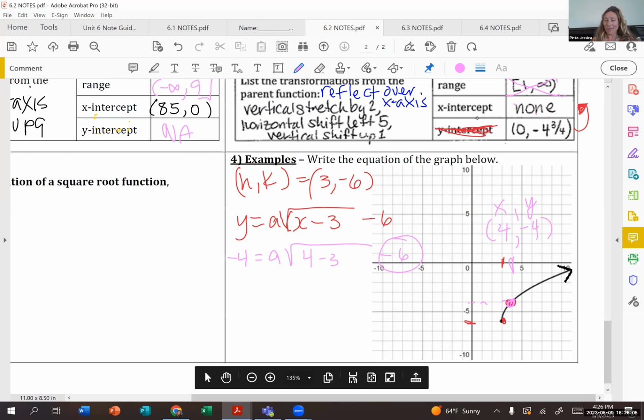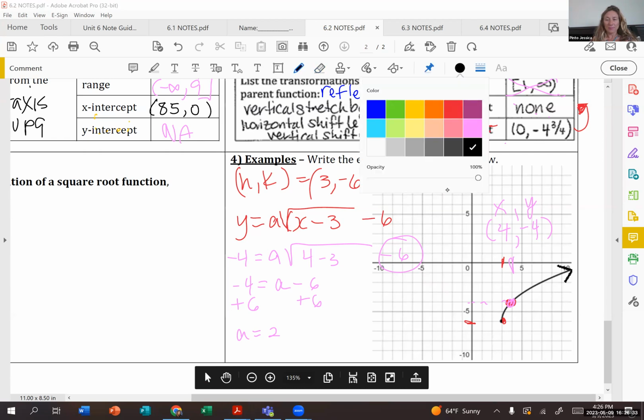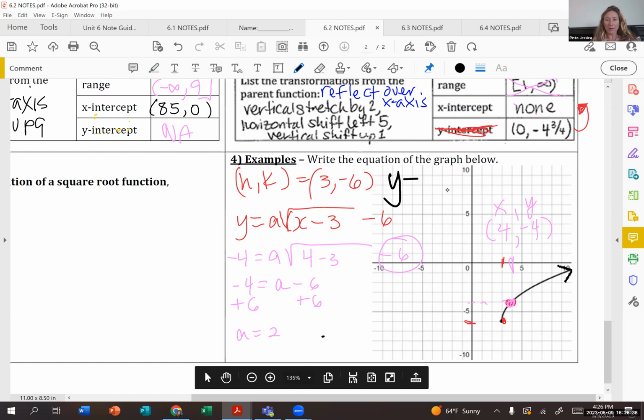Okay, 4 minus 3 is 1. Square root of 1 is 1. So we have A minus 6 is equal to -4. Now we add 6. We get A is equal to 2. And that means that my correct and final answer is, let's make it a little thicker, we'll go to black, Y equals 2 times the square root of, and then this is the same, X minus 3, minus 6.